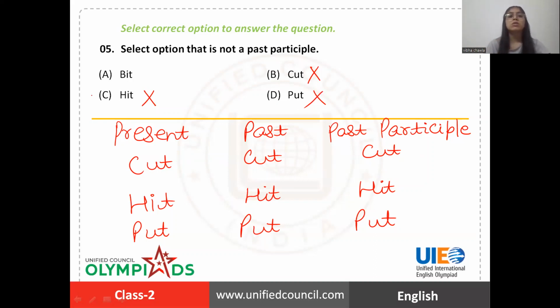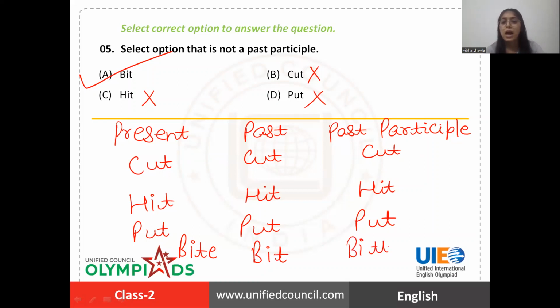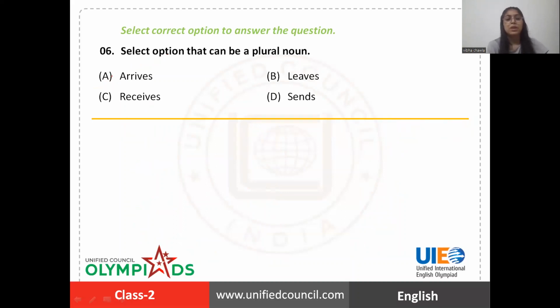But if I talk about this, bit, it is not a past participle. It is the past form of the verb bite. Bite is the present form. Bit is the past form. And bitten is the past participle. So bitten is a past participle, but not bit. Bit is past. So option A is the right answer.